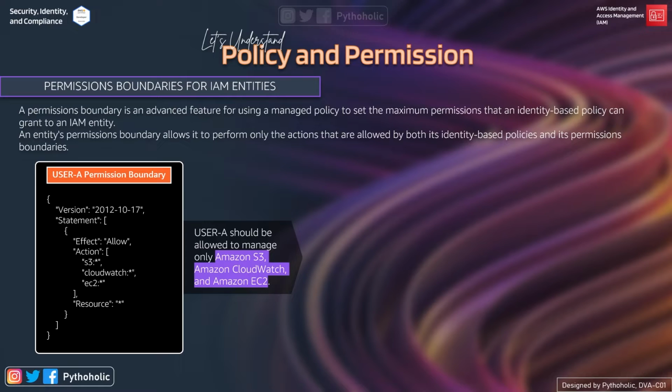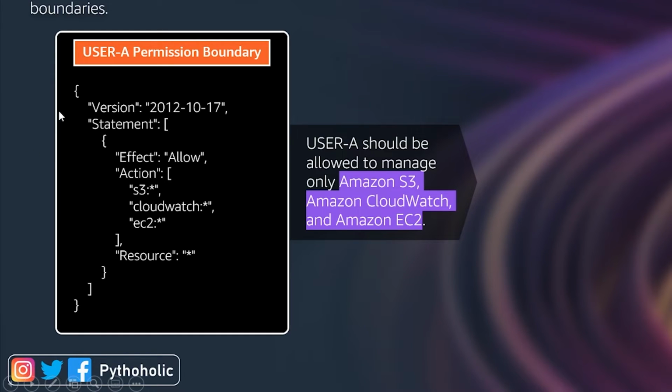And you can use AWS managed policies or customer managed policies that you already created to set the permission boundary as well. Yes, when you create the user, you can always attach policies, and as well you can set the permission boundaries. Generally we don't do that, but you can do that as well. For example, this is user A's permission boundary. And why is it called a permission boundary?